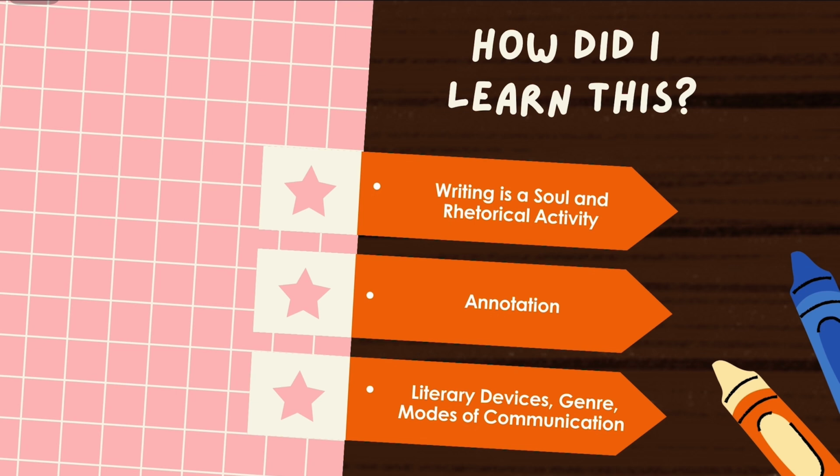And then the third point is literary devices, genre, and mode of communication. For this one, I go back to the first one. You need to identify the devices, the genre, and the mode of communication that the author is using in order to be able to understand what the author is writing.